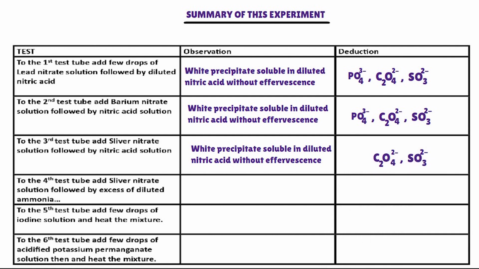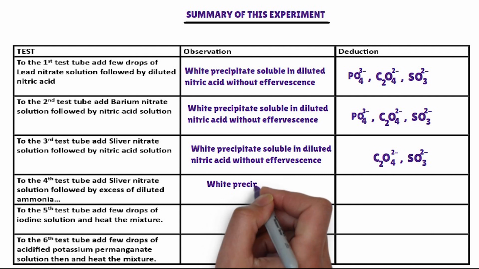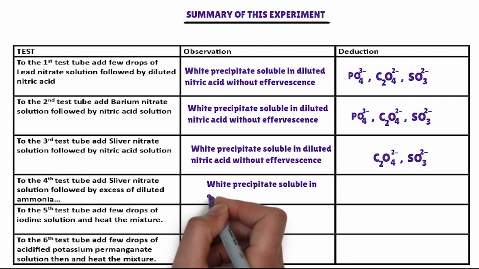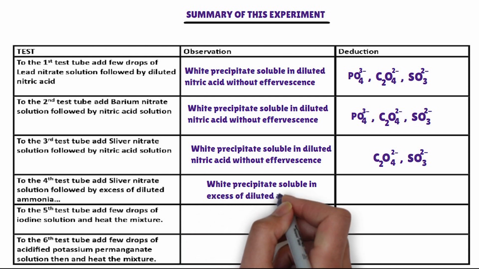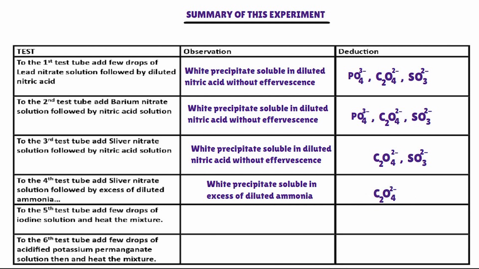To the fourth test tube, silver nitrate solution is added, followed by excess of diluted ammonia. The anion from above list that reacts with silver nitrate to form white precipitate, and the precipitate formed is soluble in excess of diluted ammonia. The anion is oxalate ion.